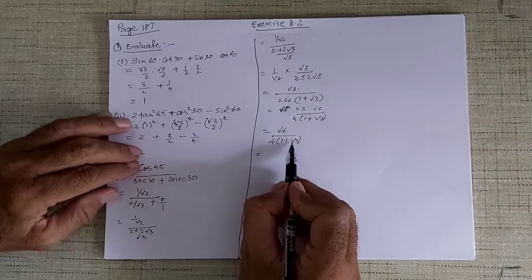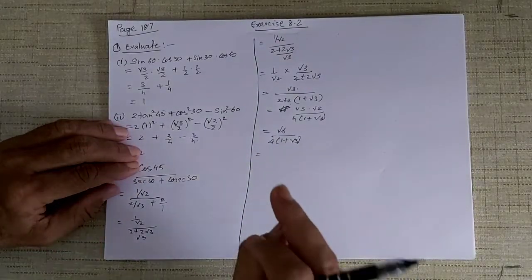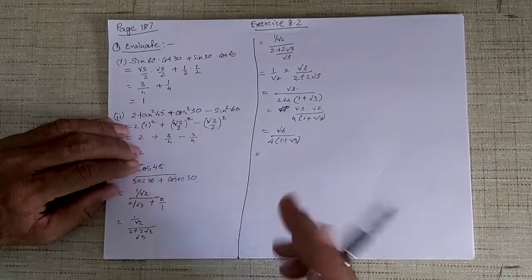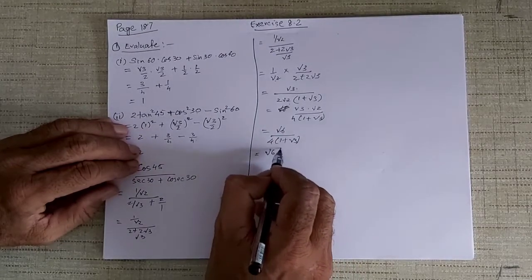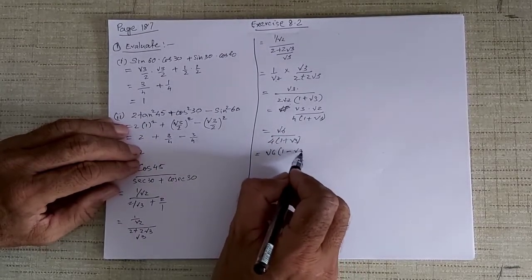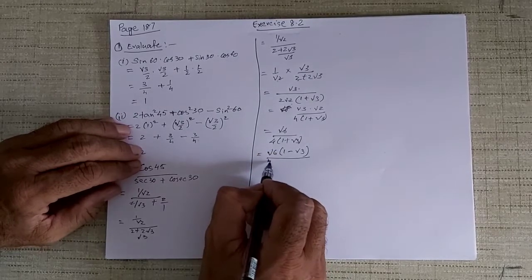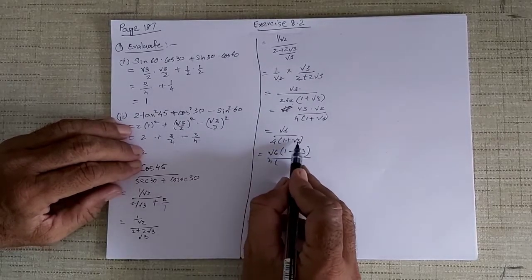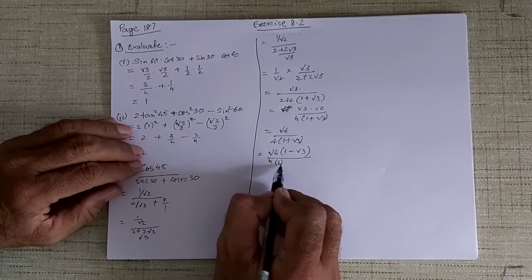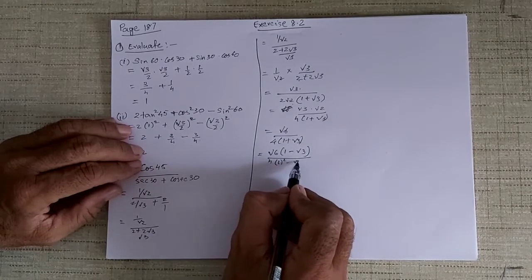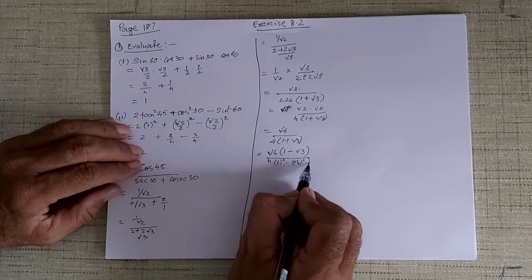Now I still want to remove the root at the bottom. You have to rationalize it and make sure there is no root sign at the bottom. So I am multiplying it by 1 minus root 3 on 4. Now if I multiply 1 plus root 3 by 1 minus root 3, I get 1 square minus root 3 whole square.